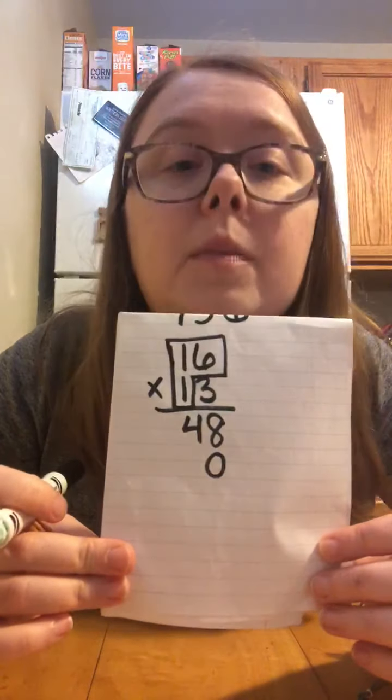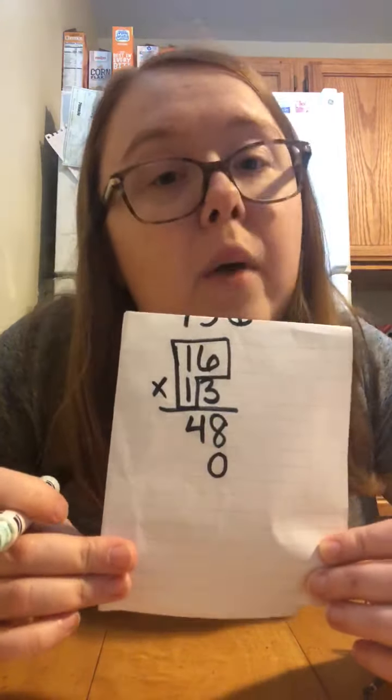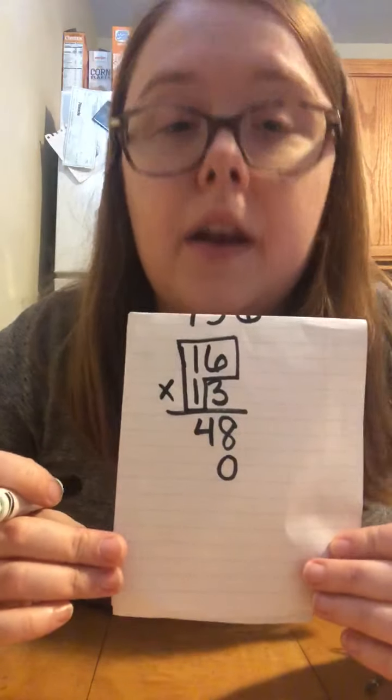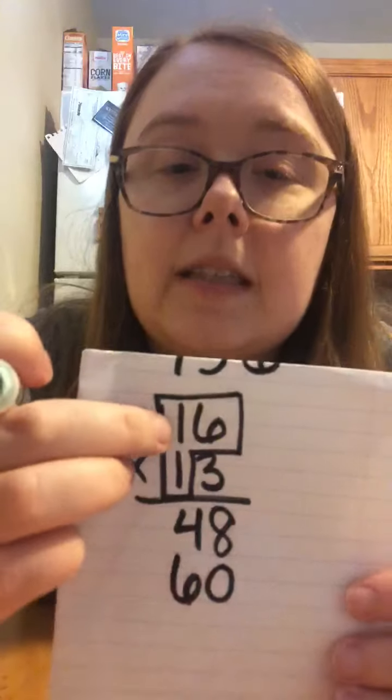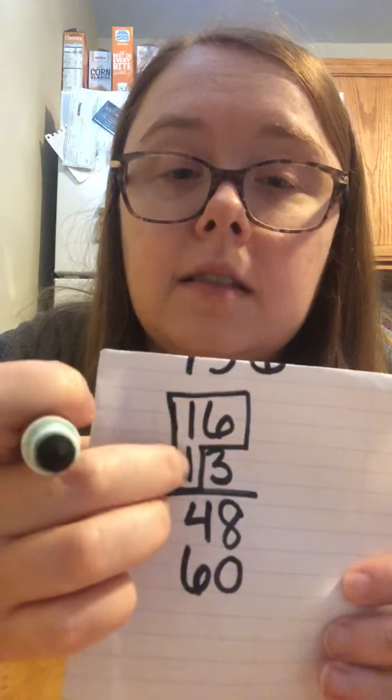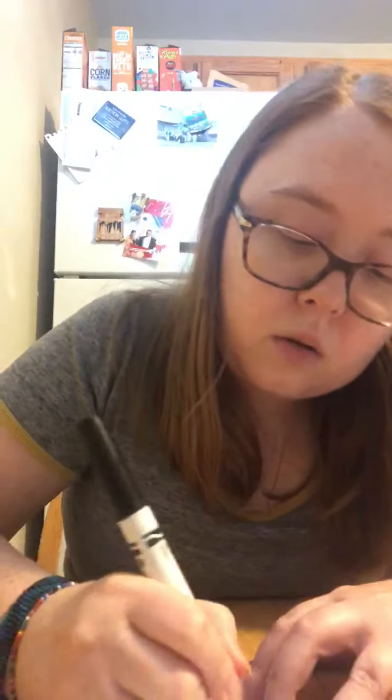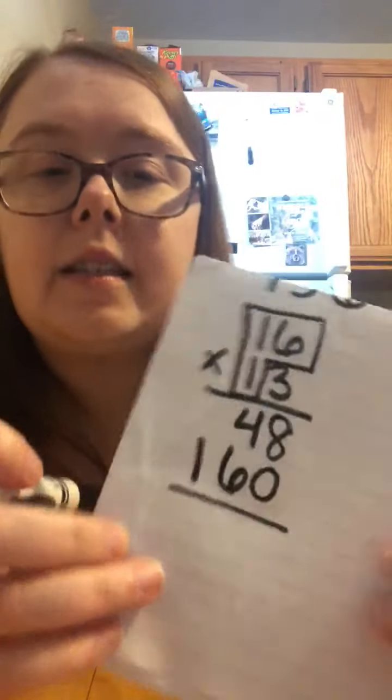So before we start multiplying, we need that 0 to show that we're multiplying by a number that's in the tens place. So I have 1 times 6, going back to multiplying the tens place times the ones place, and 6 times 1 is 6. And now I go to the tens place in that number, and I have 1 times 1, which is 1. That gives me 160. Now I can add them.